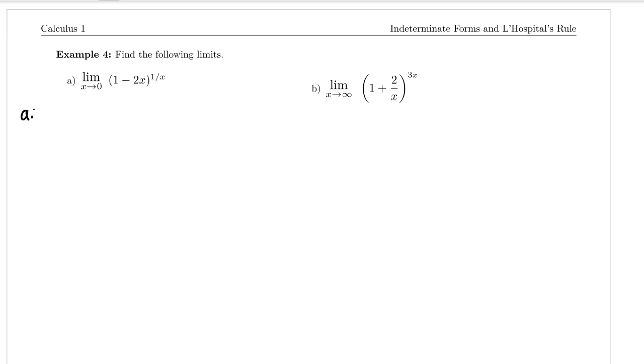I'm going to start off by saying let capital L equal the limit that we are trying to find. I don't know what capital L is. We're just hoping that it's a number so that we can try and find it.